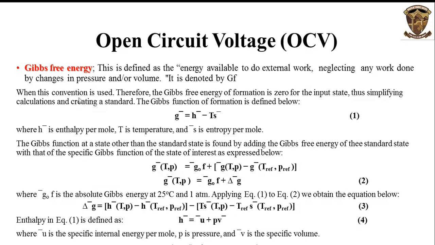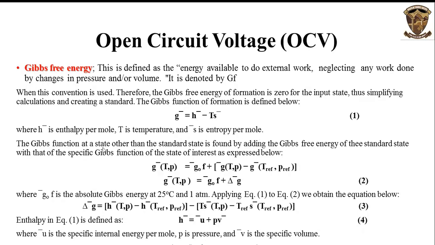When this convention is used, therefore, the Gibbs free energy of formation is zero for the input state, thus simplifying calculations and creating a standard. The Gibbs function of formation is defined as G = H - TS, where H is enthalpy per mole, T is temperature, and S is entropy per mole.